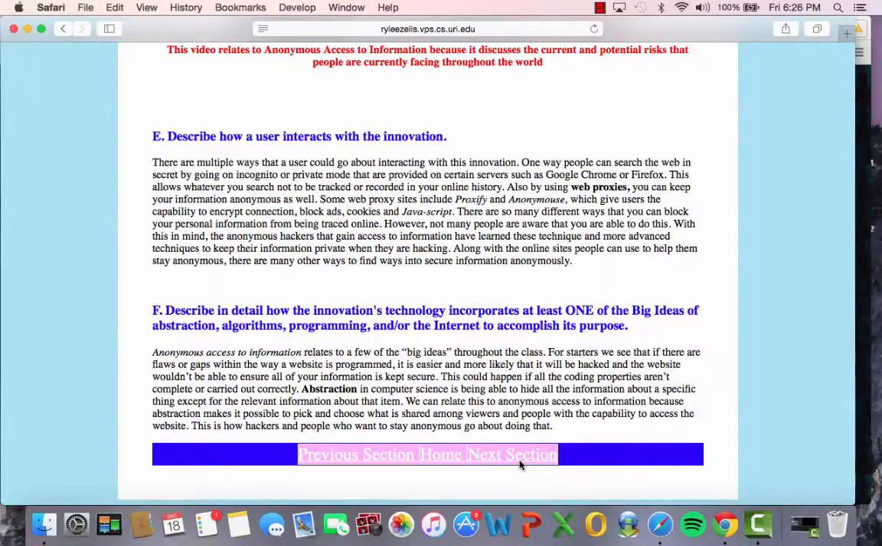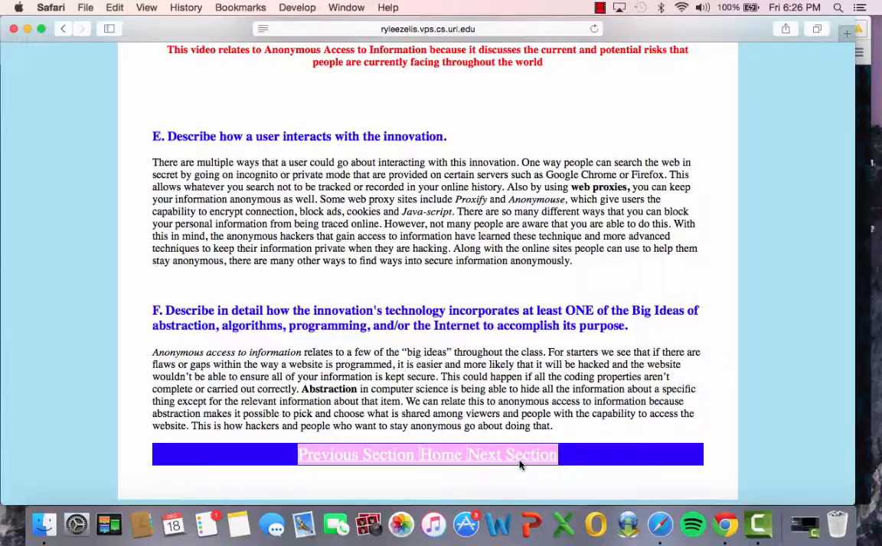F, I had to describe in detail how the innovation's technology incorporates at least one of the big ideas of abstraction, algorithms, programming, and/or the internet to accomplish its purpose. Well, when programming a website, if there's flaws in it, it makes it easier for a hacker to hack into that website. Also, with this, abstraction in computer science, which means being able to hide all the information about a specific thing except for the relevant information, can be related to this topic.